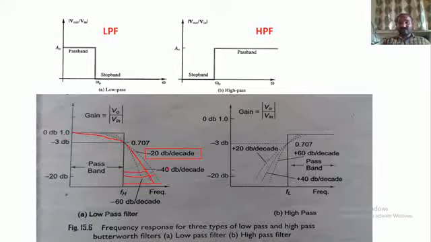As we are having the second order, the reduction is 40 decibels per decade. Means for every 10 times the input signal frequency variation, the gain is reduced by 40 decibels. Now if you compare this to the 20 decibel, the 40 decibel reduction is very fast. Means it is accepting only very few frequency components compared to the first order.